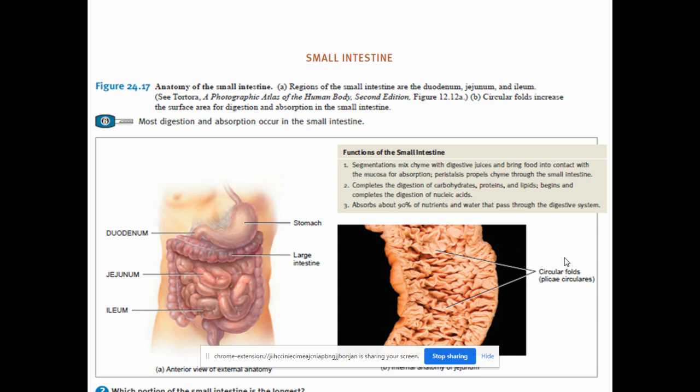So what is the main function of the small intestine? The main function of the small intestine is digestion and absorption. So maximum digestion of almost all the nutrients, whether it is carbohydrates, proteins, lipids, vitamins, minerals, or water, takes place in the small intestine. And this is also the main place where absorption takes place. Absorption of about 90 to 95% of all the nutrients is carried out in the small intestine.